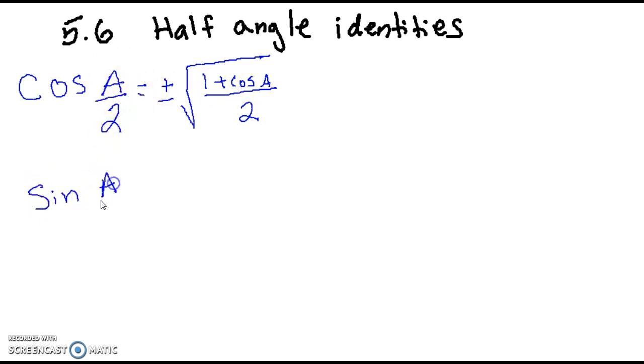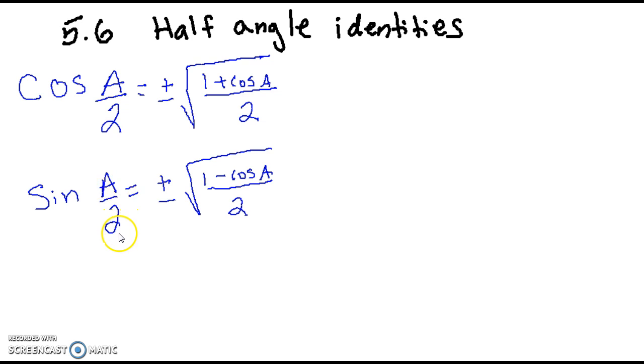Our next half-angle identity that we need to know about is the half-angle identity for sine. Again, it's plus or minus the radical of 1 minus the cosine of A, all over 2. Again, we have to figure out the plus or minus. That will depend on where the A over 2 is. What quadrant is it in?